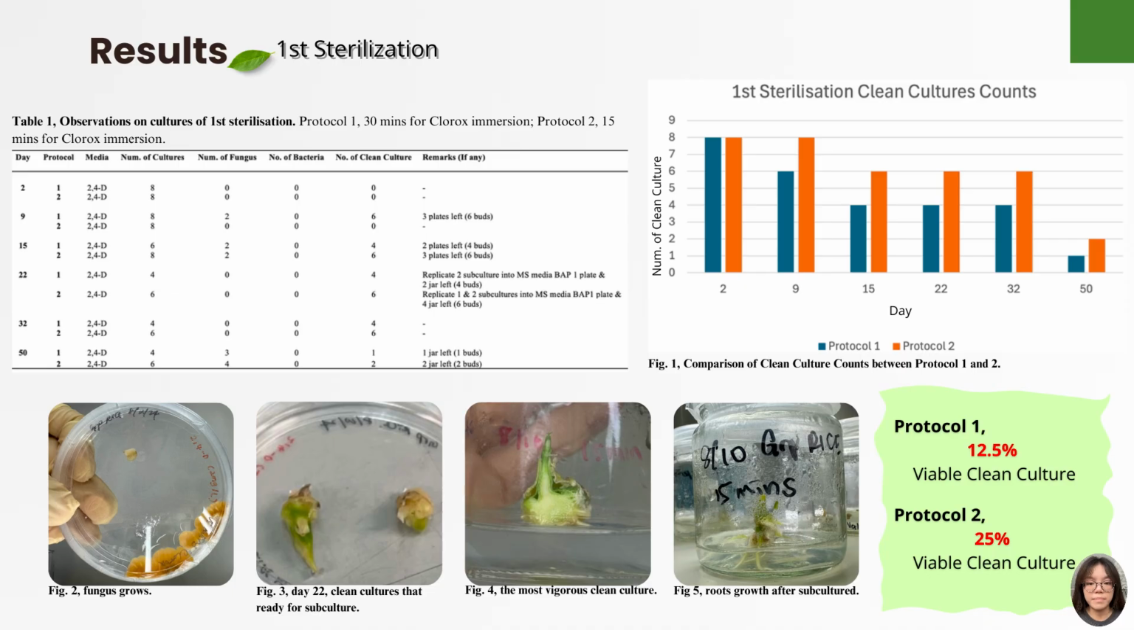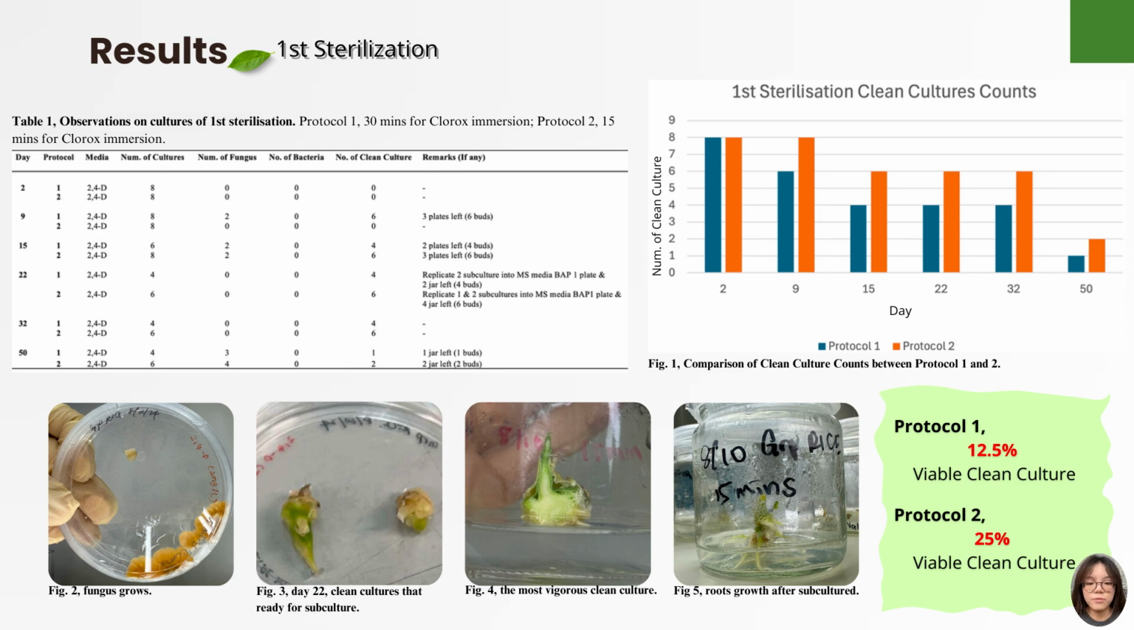Okay, now I'll be talking about the result that we obtained from our plant tissue cultures. And here's a table that shows the observation of culture from first sterilization with different exposure time of Clorox. And from figure 1, the graph shows the dynamic of clean culture counts across 50 days. And there were 4 replicates we had prepared for each protocol, but at the end, there is only 12.5% of viable clean culture left by using protocol 1 and 25% of clean cultures from 15 minutes of Clorox immersion.